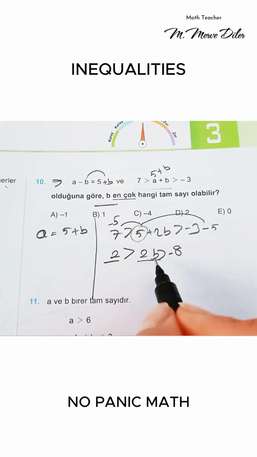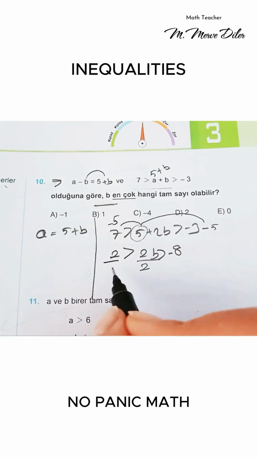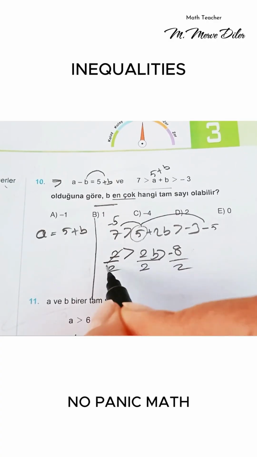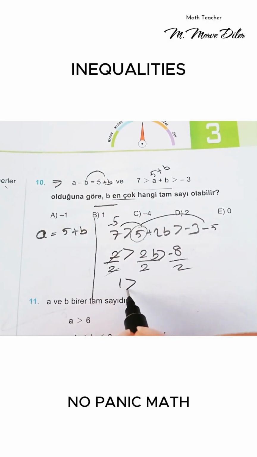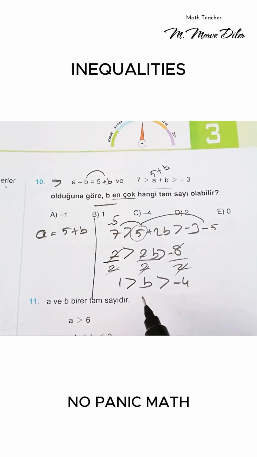I'm looking for b. What are we going to do for that? Friends, you'll need to divide every part of the inequality by the coefficient of b. Great. Let's simplify. 1 is greater than b, which is greater than, friends, when I divide minus 8 by 2, it will be minus 4.